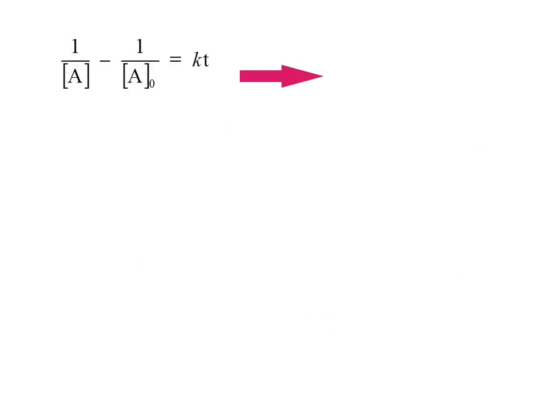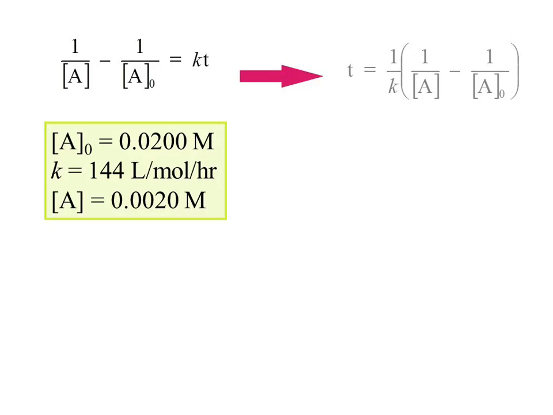So the second problem was we were given the molar concentration of interest, A, and we were supposed to find T. So if we rearrange this solving for T, we have 1 over K times that quantity, the inverse of A minus the inverse of A0. So again, for the second problem, A0 is 0.020 moles per liter. We still have the same rate law constant, 144 liters per mole per hour. And the concentration of interest is 0.0020. There's too many 2's there, I think.